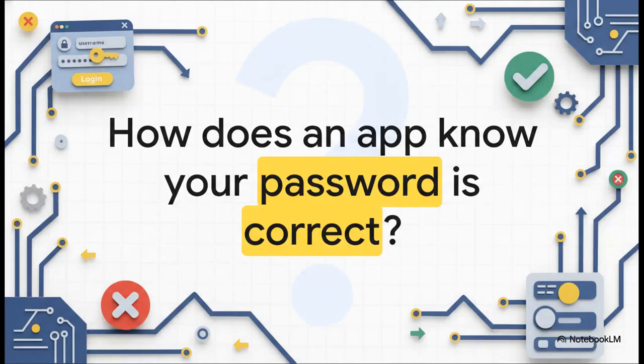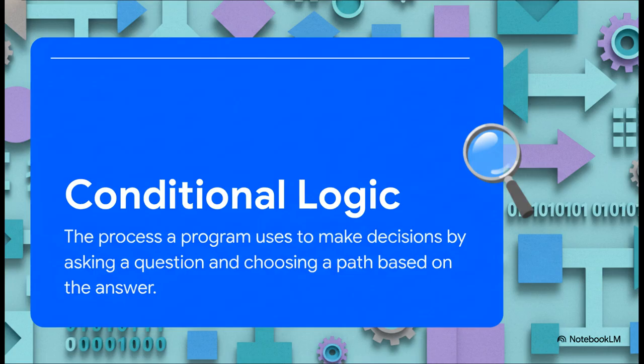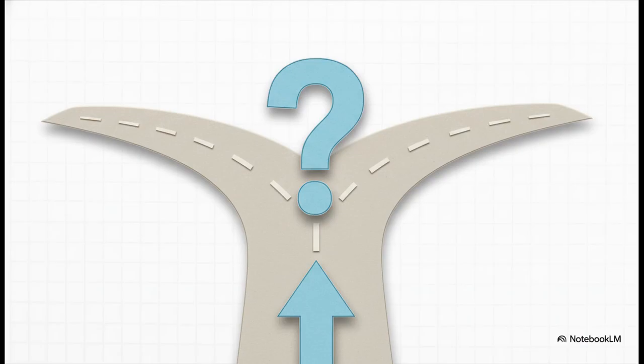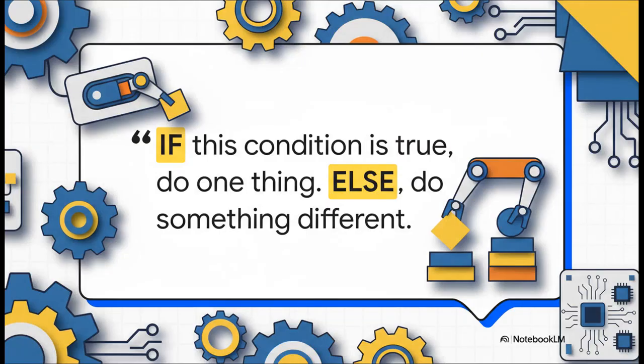It all kicks off with a simple decision, like when you go to log in somewhere. The secret sauce here? It's called conditional logic. It's how software basically makes up its mind. Yeah, think of it like a fork in the road for information. It gives the program a choice. The basic idea is, if this is true, do one thing, else do something else.